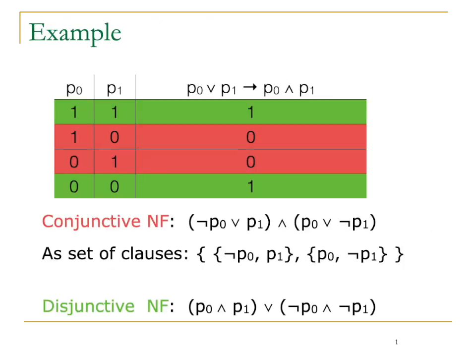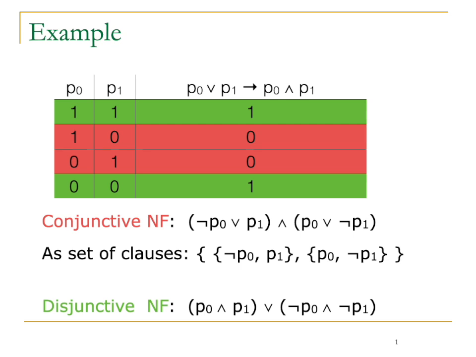As an example of how to write a formula in conjunctive normal form, we take the formula P0 or P1 implies P0 and P1. And when we form the truth table for it, in the first row P0 and P1 are true, the formula is true. In the second line P0 is 1 and P1 is false. This gives the value 0 to the formula. Third line, P0 is false, P1 is true. Again, the formula itself is false in this case, and in the final case P0 and P1 are both false, and this makes the formula P0 or P1 implies P0 and P1 true.